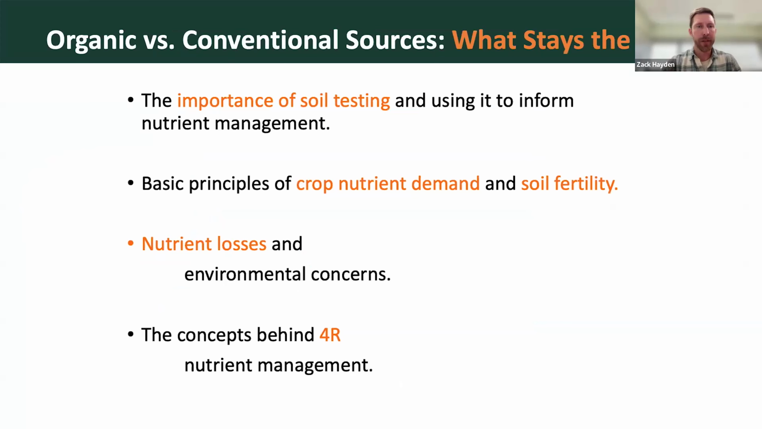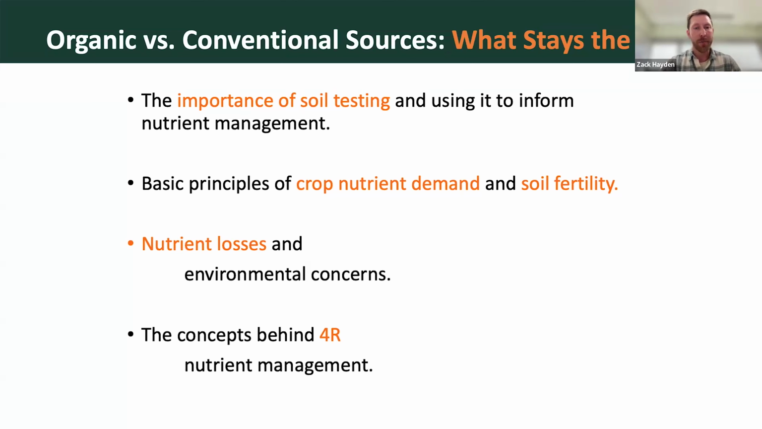All right, so a little bit of level setting here. We talked about what's different with organic fertility sources, but what stays the same? A lot does, and I think this doesn't get pointed out enough. First, the importance of soil testing and using it to inform nutrient management. That doesn't go away. Basic principles, crop nutrient demand, soil fertility, basic agronomy, that all stays consistent. Nutrient losses and environmental concerns: just because we're using manures or compost doesn't mean that we don't have to worry about nutrient losses and the environmental issues that come with that.